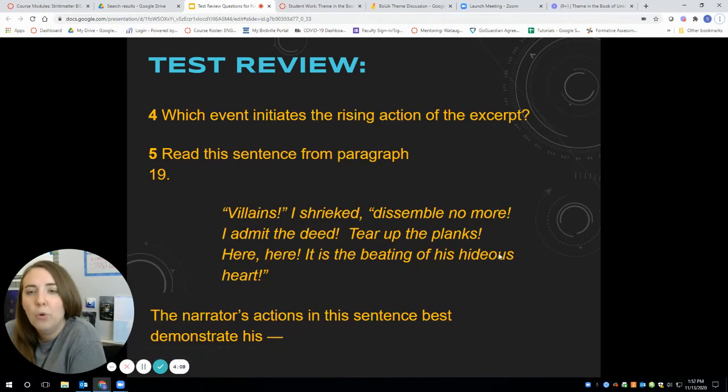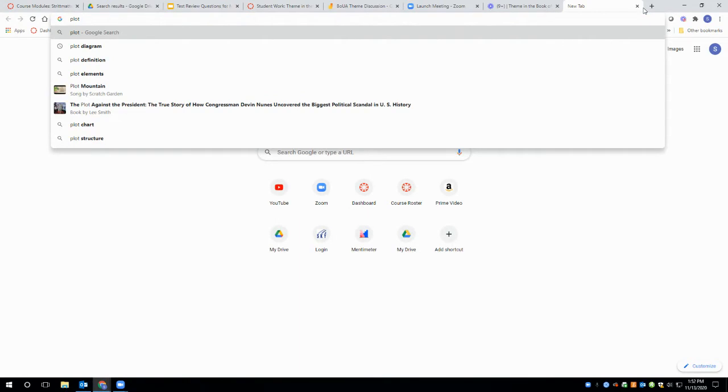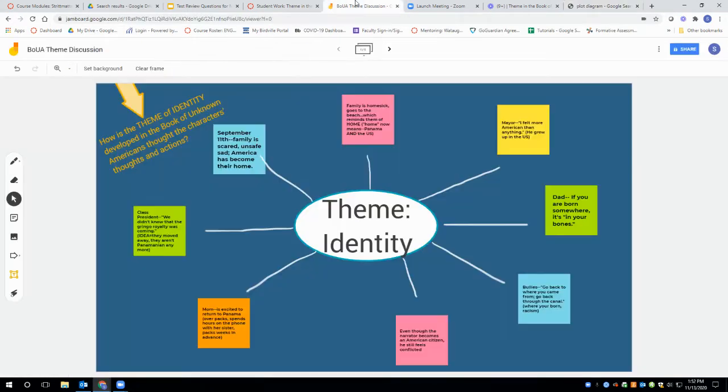Question 4. Which event initiates the rising action of the excerpt? Now that question sounds really creepy, but creepy, it's because I'm thinking of Telltale Heart, but that question sounds really difficult, but it's not.